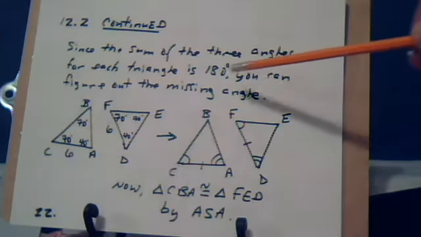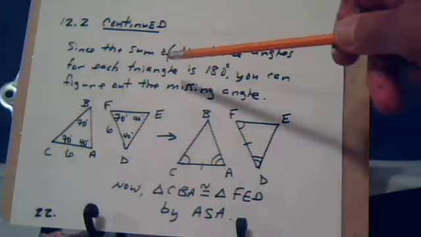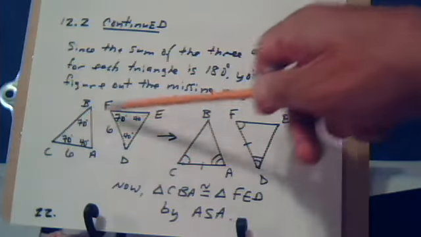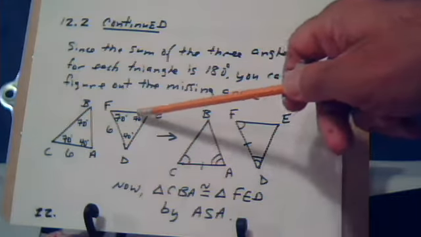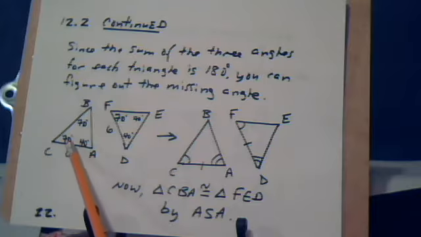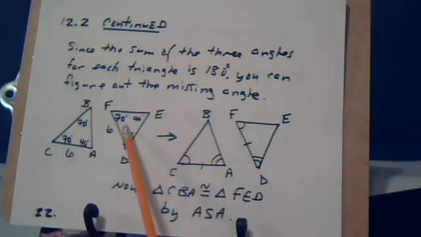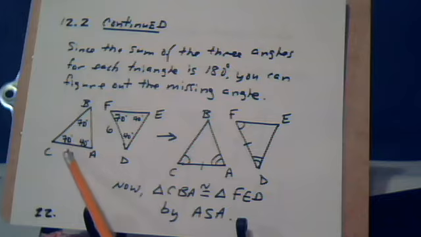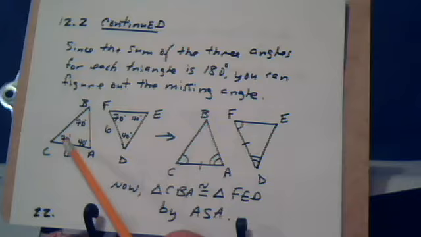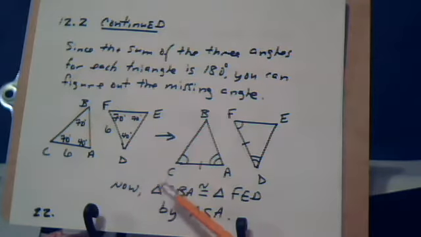Since the sum of the three angles in each triangle is 180, you can figure out the missing angle. So the three have to equal 180. So you can figure out the other angles. Now we have all three angles available. Now, notice these two angles equal these two angles, and the side between them are also equal. So it's ASA, ASA. Now you could say the two triangles are congruent by ASA.